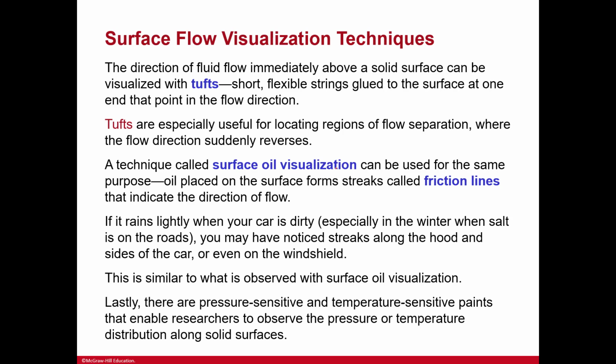And so here we have the direction of the fluid flow immediately above the solid surface, which can be visualized with tufts, short flexible strings glued to the surface at one end that point in the flow direction. They are especially useful for locating regions of flow separation, right? Where the flow direction suddenly reverses. I always think of this like grass. When the flow direction suddenly reverses in air, you can see that in your blades of grass, if your grass is a little higher.